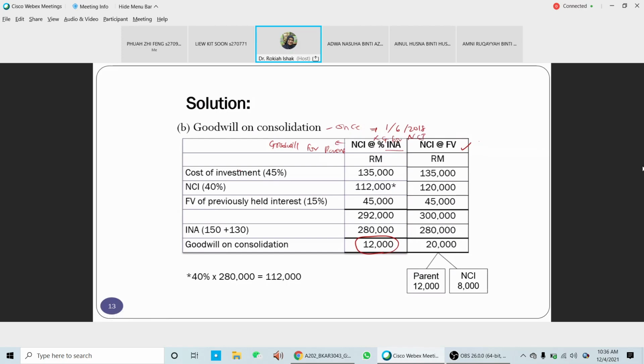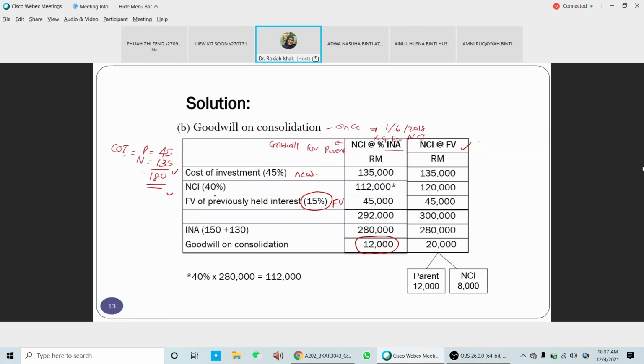Okay, the cost of investments, you have the new one. So the new one is 45%, so you have 135. And then plus another 15% for the previous one using a fair value of 45,000. So the COI that you have here is, from the previous one, you have 45, and from the new one, you have another 135. So altogether, you're going to have 180. So this one is the COI.